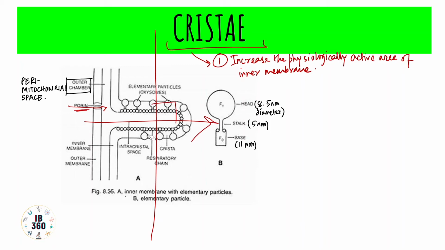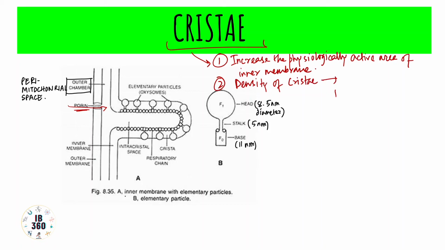They are tubular in shape, and also a very important thing is the density of cristae. The second point, the density of cristae indicates respiration intensity. This is a very important terminology: respiration intensity.